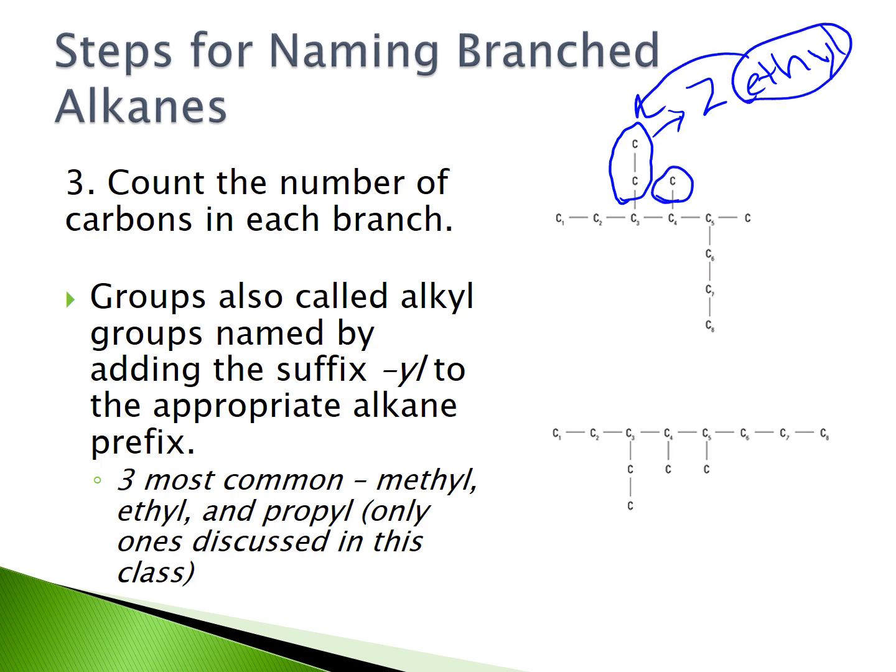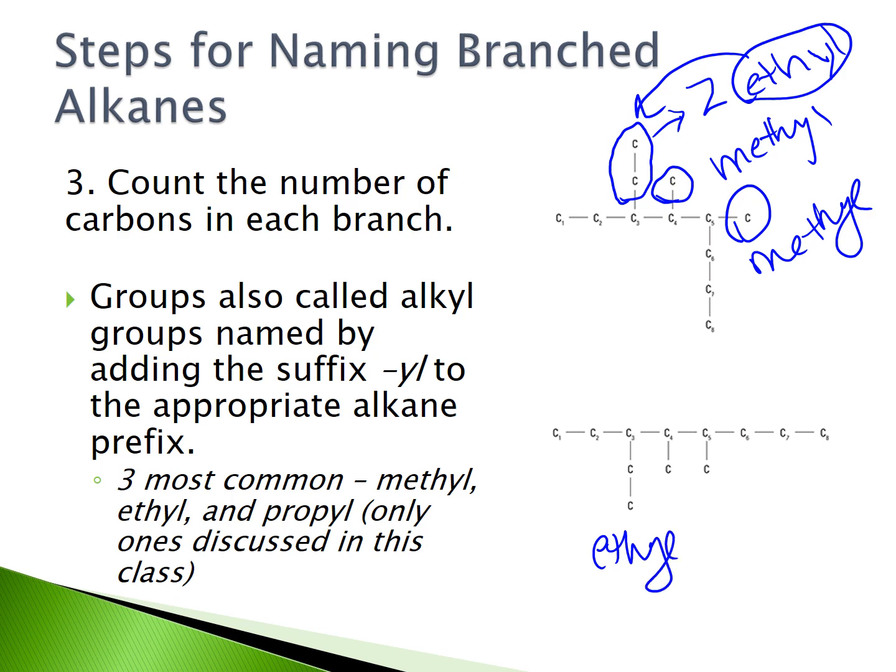This guy would be 1, so that's methyl. This guy, which is also a branch, is known as methyl. Same with these guys. So this would be ethyl. It's the exact same structure. It's just looking different. And these would be 2 methyl groups. Notice that they're not connected, these 2 carbons. So that's why they're individual methyls.